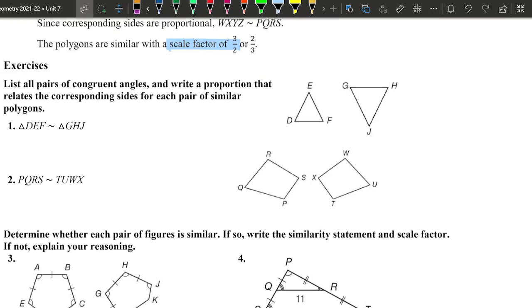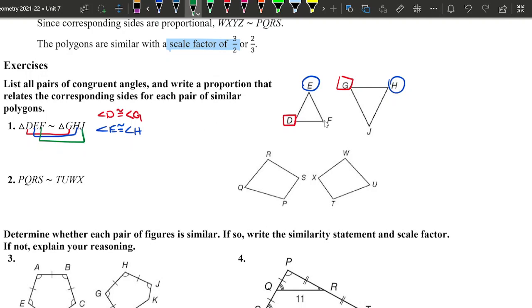All right, so here we have some exercises. List all pairs of congruent angles and write a proportion that relates the corresponding sides for each similar polygon. Okay, so we have D and G. So angle D is congruent to angle G. E is paired up with H. And then we have angle F with J. All right, so there are the congruent angles.